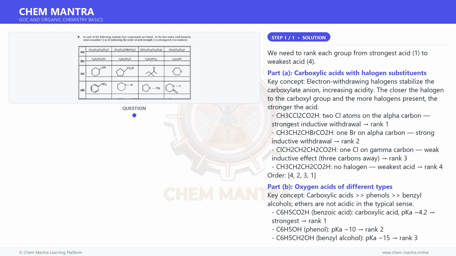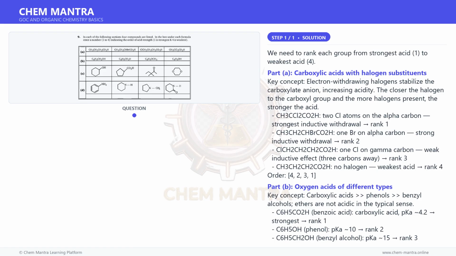Part B. Oxygen acids of different types. Key concept: carboxylic acids, phenols, benzyl alcohols, ethers are not acidic in the typical sense. C6H5CO2H, benzoic acid, carboxylic acid, pKa 4, strongest, rank 1.